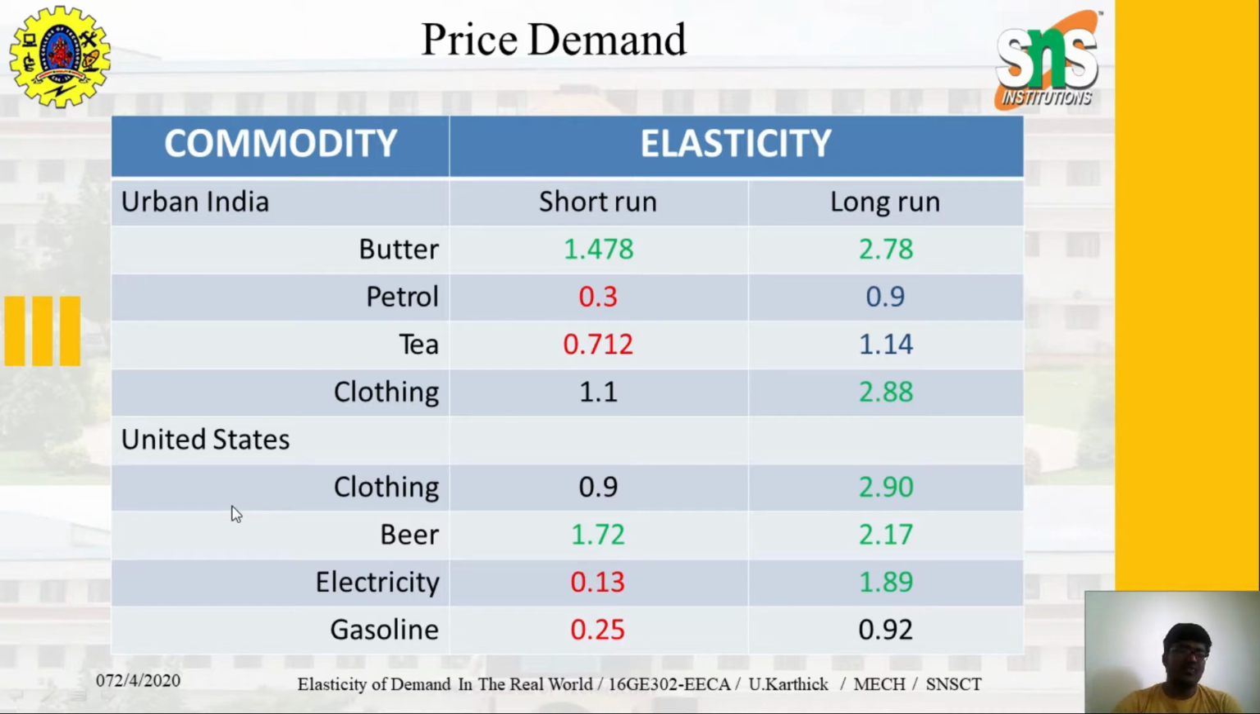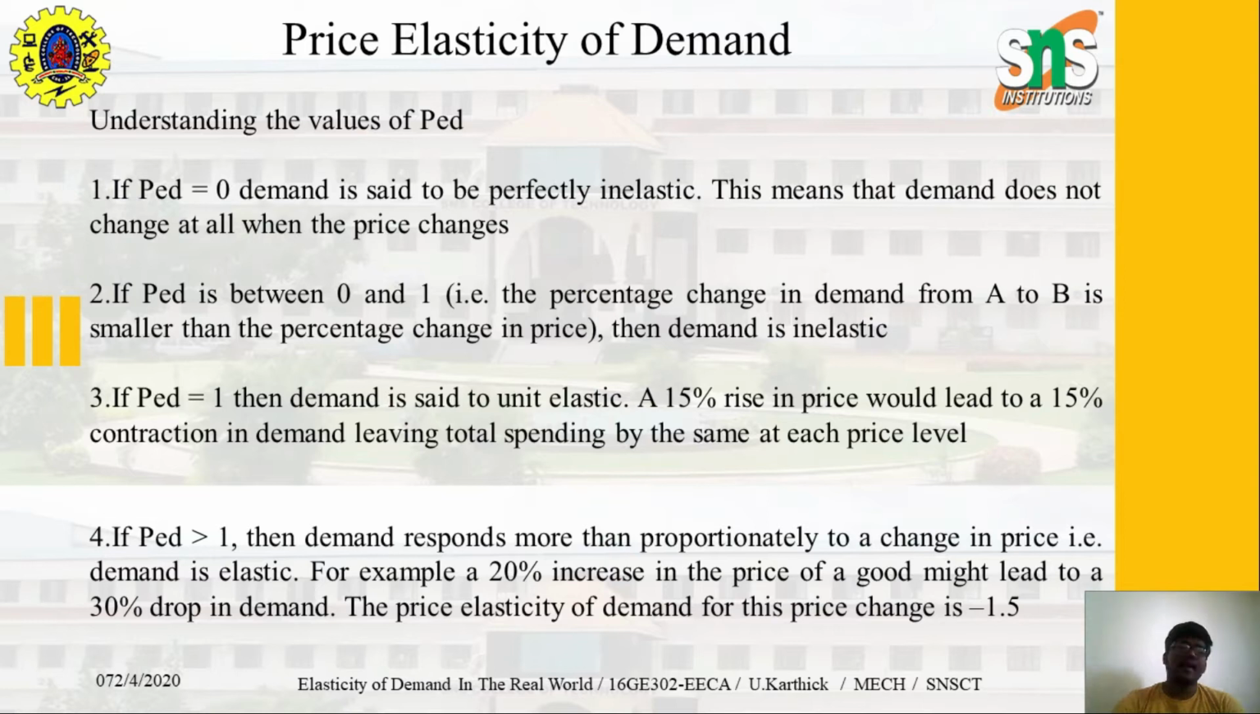Likewise, for the United States also, clothing, beer, electricity and gasoline will vary. Most people are likely to choose beer, right? In India, mostly they choose butter as a product, right? So how can we say that the value is elastic, inelastic or unitary elastic?